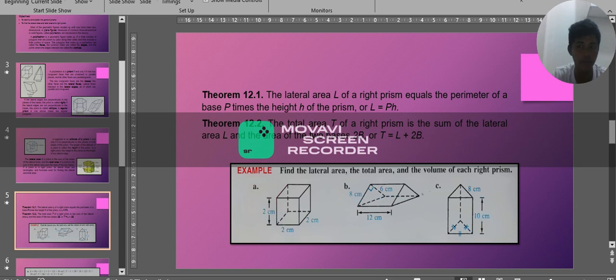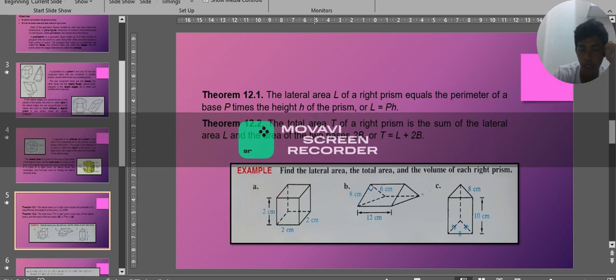So there are two theorems to consider when we are trying to find the lateral area and the total area of a right prism, respectively. According to this, the lateral area L of a right prism equals the perimeter of a base times the height of the prism. When we say the perimeter of a base, we are concerned with the sum of the sides of a base. At the same time, we multiply it by the height of the prism.